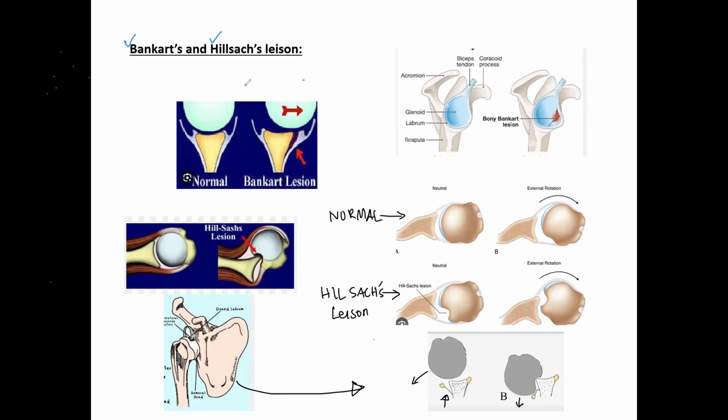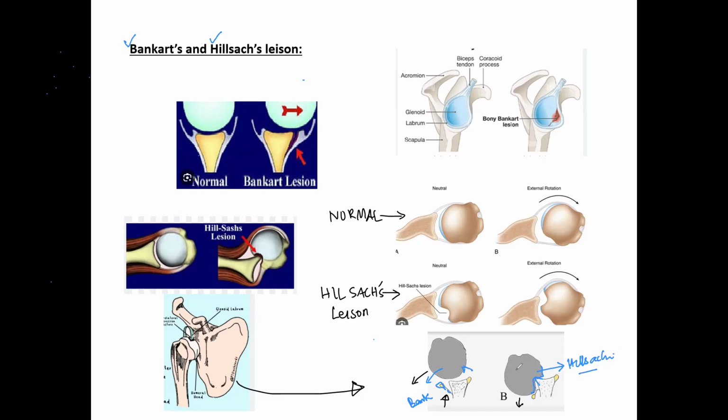What exactly is it? What happens is, when the shoulder moves outside, it lifts the periosteum along with the labrum. So this is called Bankart's lesion. When it comes out, this part of the head hitches over the corner of the glenoid, so it gets a dent or depression. This is called Hill-Sachs lesion. So hope I am clear to you.